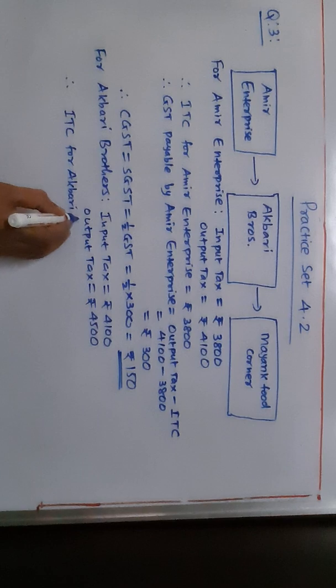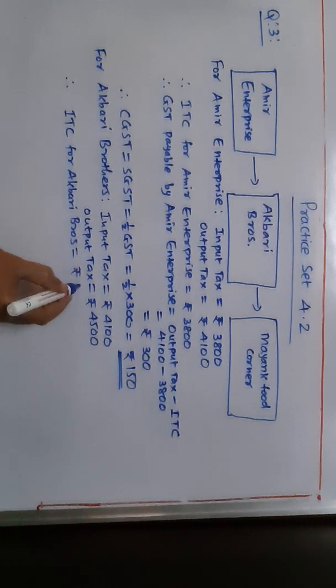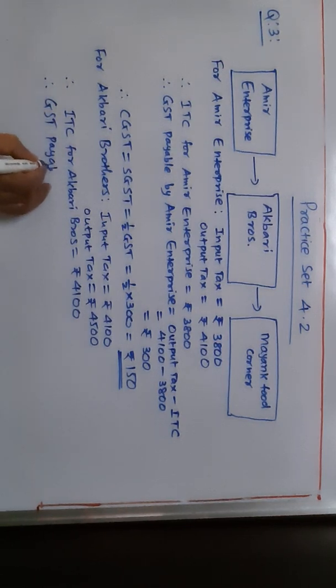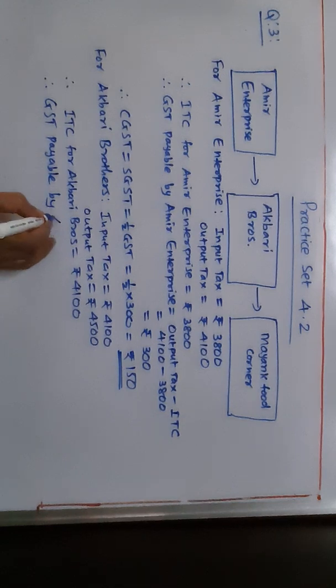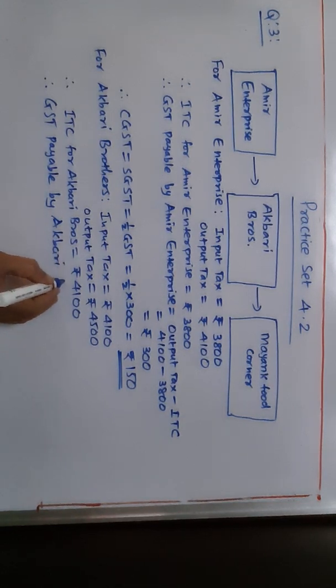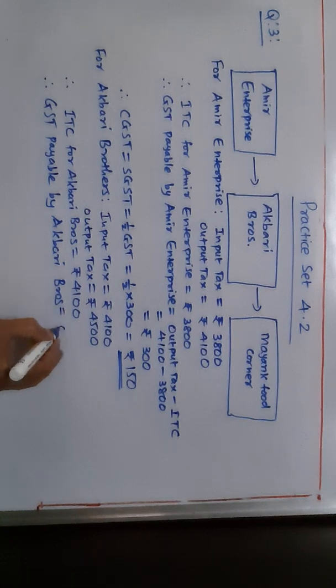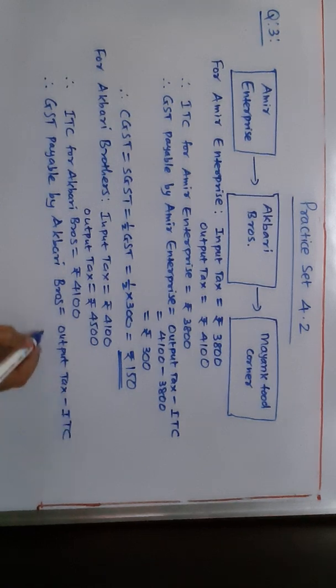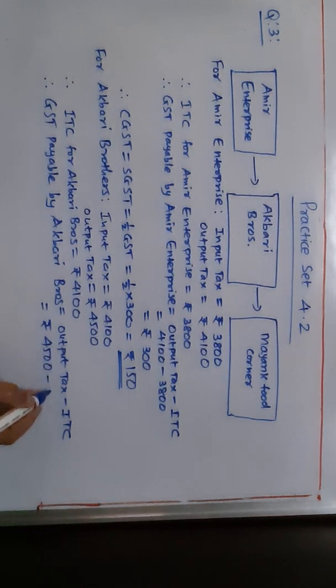Therefore the ITC for Akbari Brothers is equal to rupees 4,100; this is their tax credit. And therefore we will now find the GST payable by Akbari Brothers, which is equal to output tax minus ITC, the input tax credit. So the output tax is 4,500, which they collected from Mayank Food Corner. From that, their credit of 4,100 rupees is already there. So the difference is rupees 200.